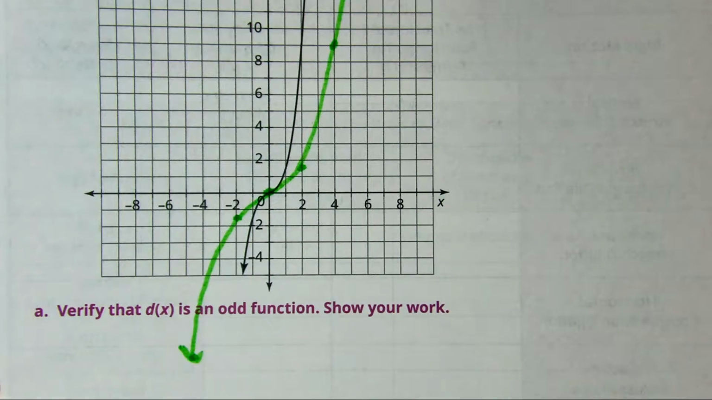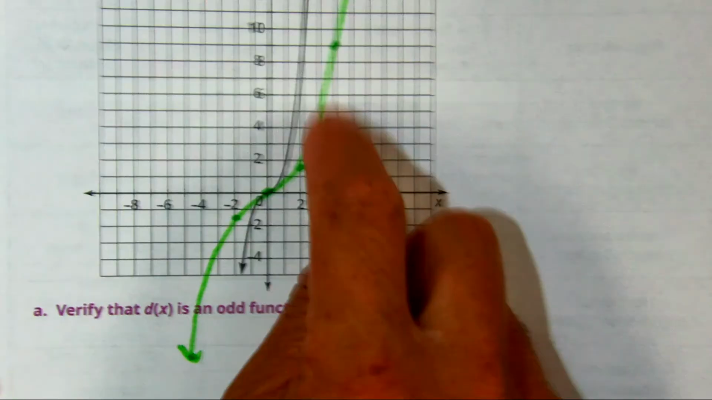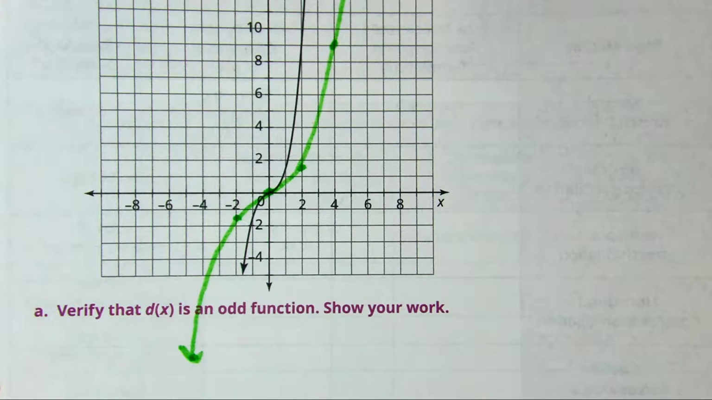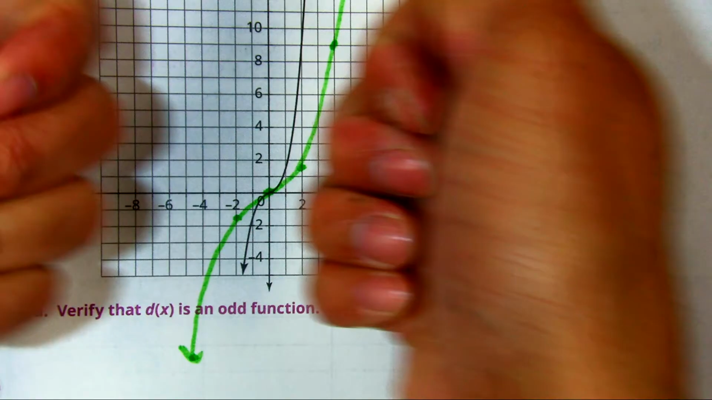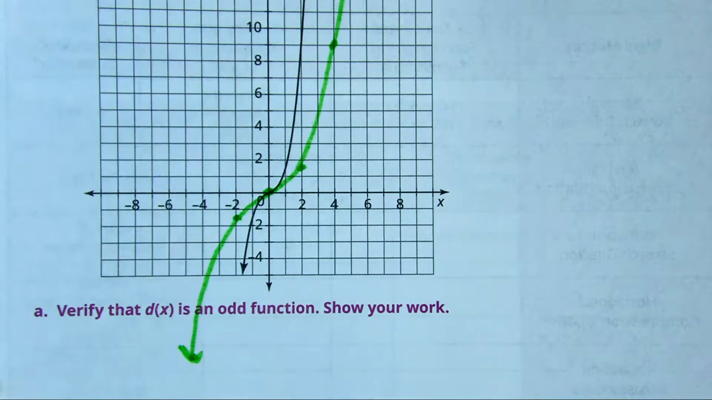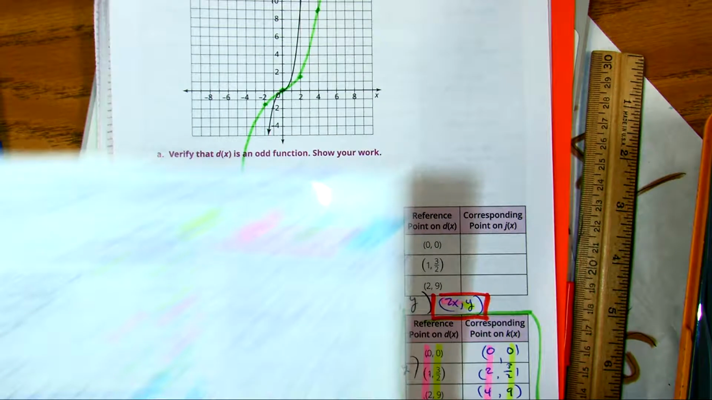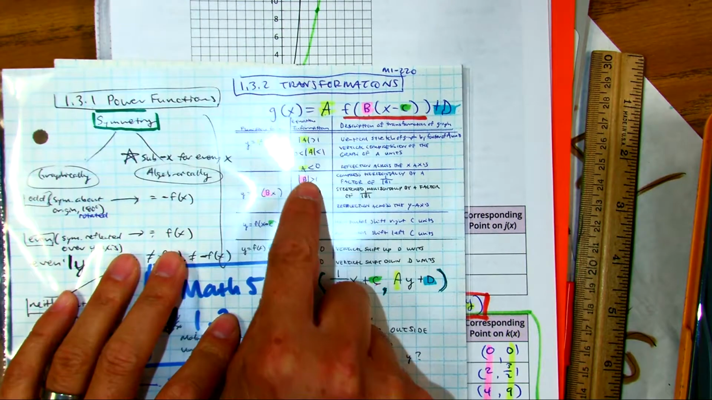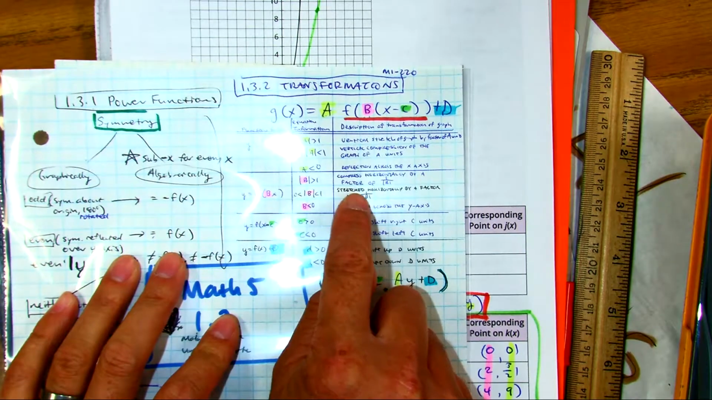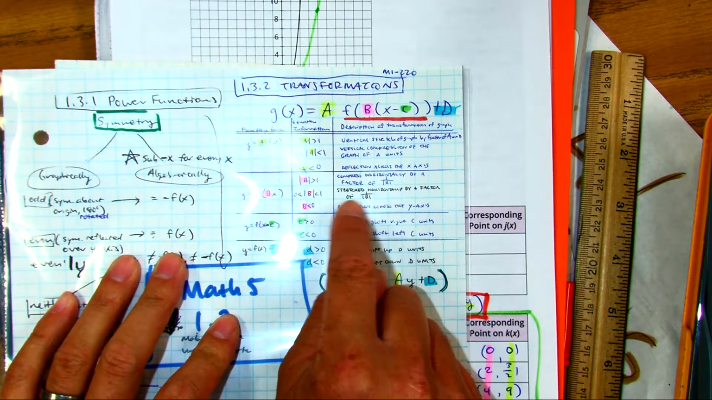And here's the big idea, the conceptual. What happened from the green to the parent graph? It looks like it's a horizontal stretch. How do I know it's a horizontal stretch? B equals 1/2. B is between 0 and 1. It is stretched horizontally by a factor of 1 over B.